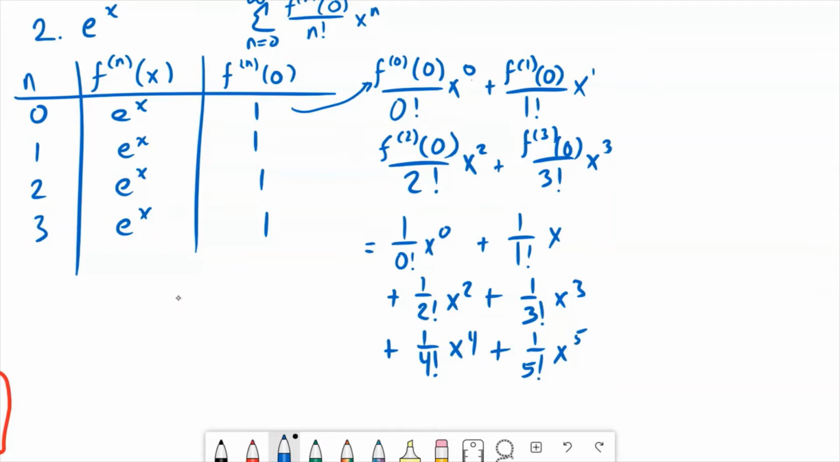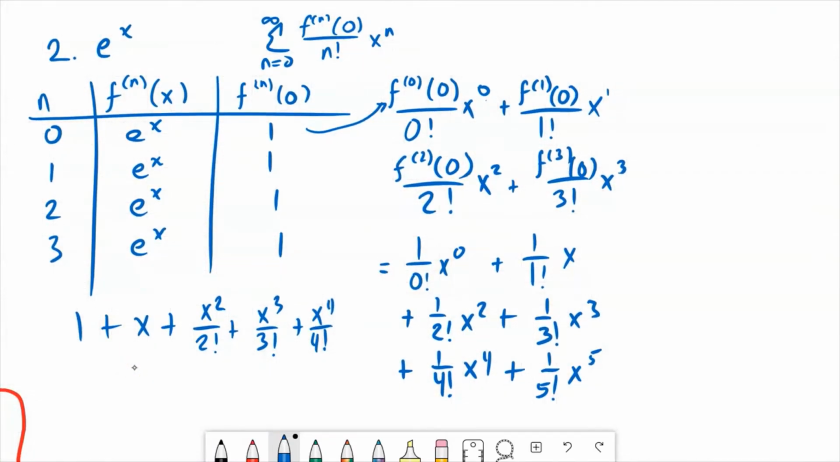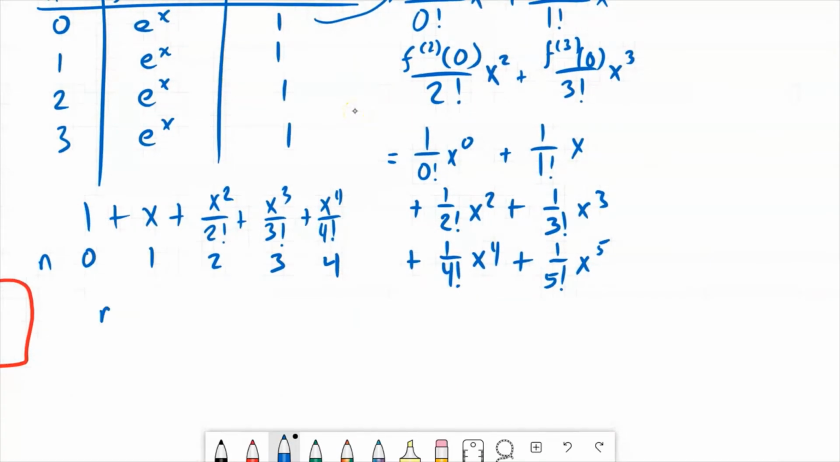Let's simplify and just make sure we get a simplified form. We get 1 plus x plus x squared divided by 2 factorial plus x cubed divided by 3 factorial plus x to the 4 divided by 4 factorial. Okay. Now we have that. Our next step is to find the nth term with this pattern. Given this new index n, it's different from the n I was talking about before. This is a new n, and it's 0, 1, 2, 3, 4, and that means the nth term must be x to the n divided by n factorial.